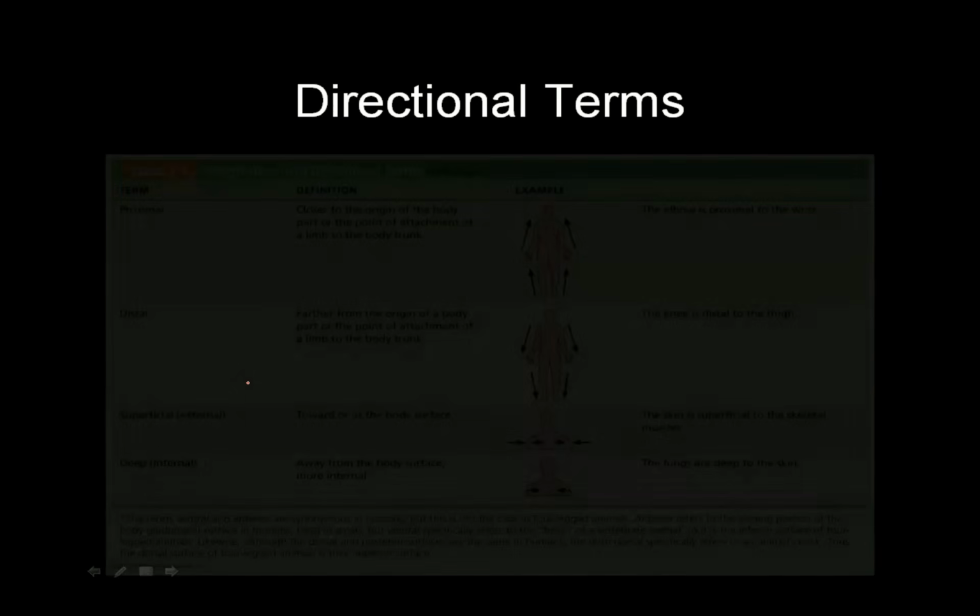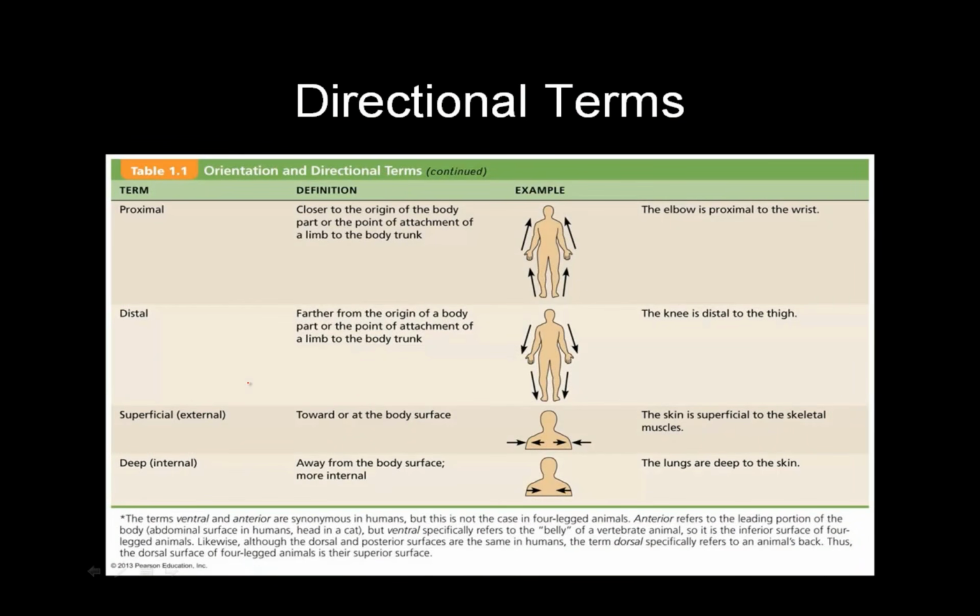All right, I think there's one more table here. Yes, proximal, distal, superficial, and deep. Proximal and distal refer to joints, and the joints are mainly the shoulder and the hips. When you talk about something being proximal or distal, you're really referring to those joints.